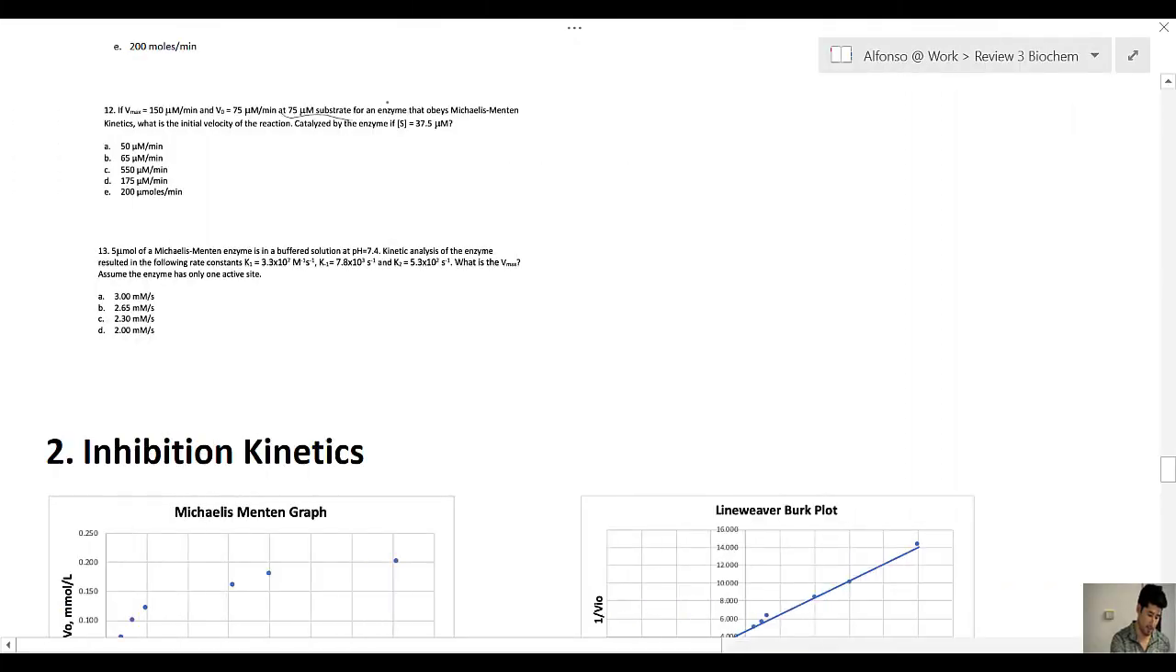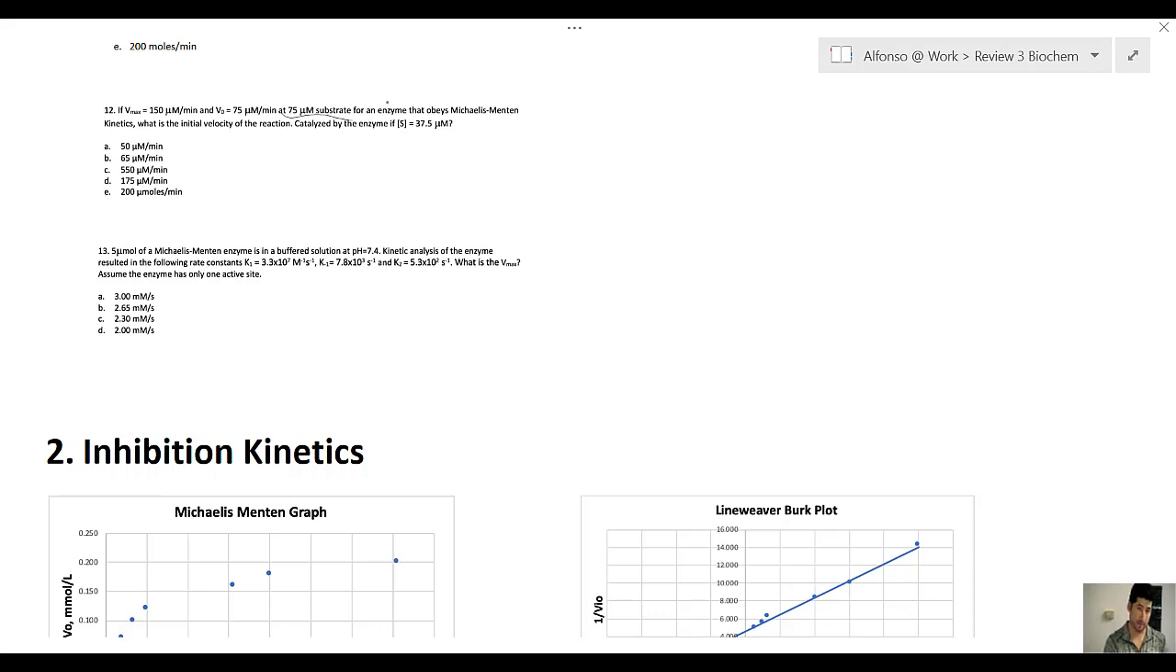For number 12, I'm going to zoom in just a little bit. It says if Vmax is equal to 150 micromolar per minute and the initial velocity is equal to 75 micromolar per minute at this substrate concentration for an enzyme that obeys Michaelis-Menten kinetics, what is the initial velocity of the reaction catalyzed by the enzyme if the substrate concentration is equal to 37.5 micromolar?